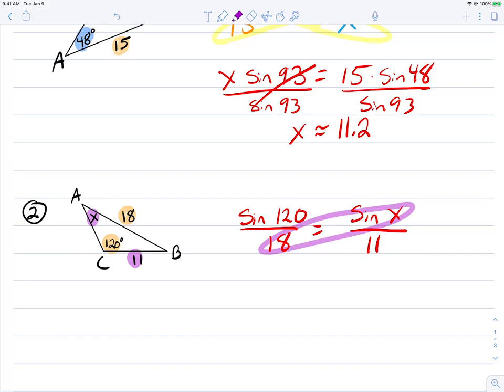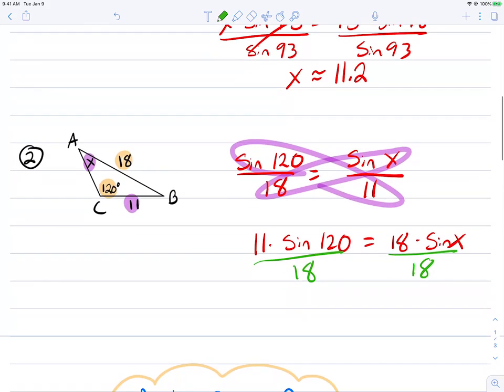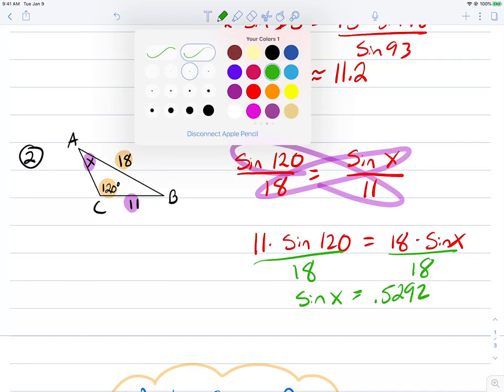So if I cross multiply that, I'm going to get 11 times the sine of 120 equals 18 times the sine of x. Getting the sine of x by itself, I'm going to divide both sides by 18. And I'm going to get the sine of x equals, and I'm going to be getting a decimal. If you put it into your calculator, 11 times the sine of 120 divided by 18, you're going to get 0.5292. So this again is one where you use that inverse sine.